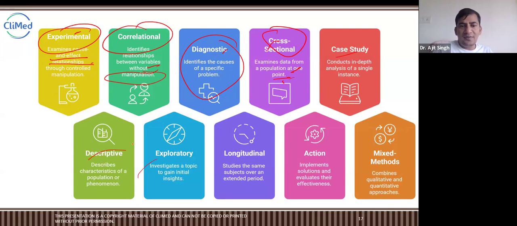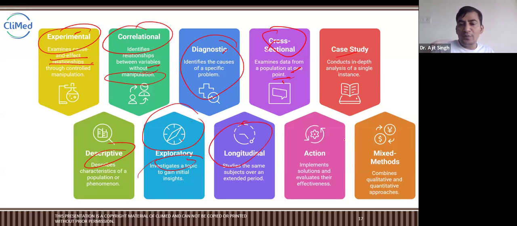Okay, and then descriptive studies are there. They describe the characteristics of a population, like prevalence and incidence understanding. So those come under the descriptive studies. Then longitudinal means for the long term. Exploratory means before the clinical trial we do the pilot studies. Exploratory are the pilot studies which are done to get the initial knowledge or initial insight on any topic.